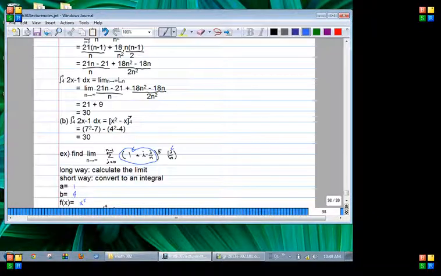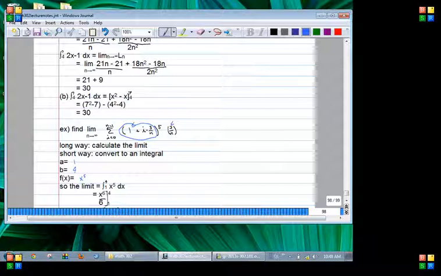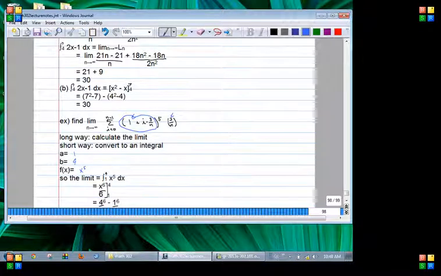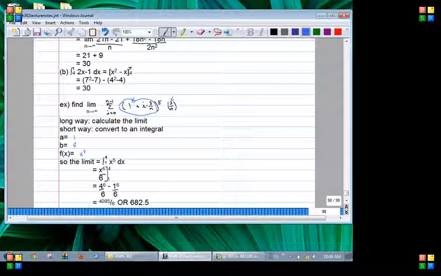So this whole limit just equals the integral from 1 to 4 of x to the fifth dx, and that, of course, is a trivial integral for us. X to the 6 over 6 from 1 to 4, which works out to 682.5.